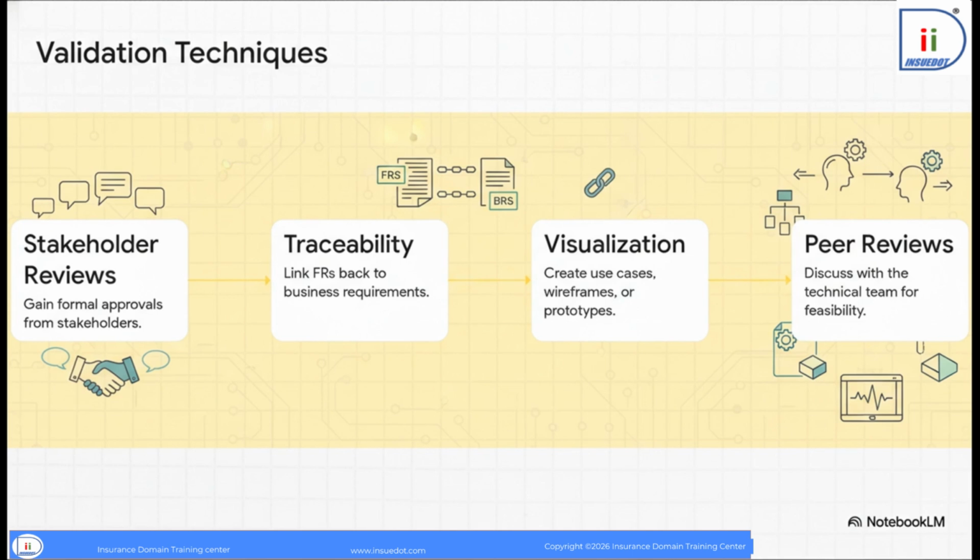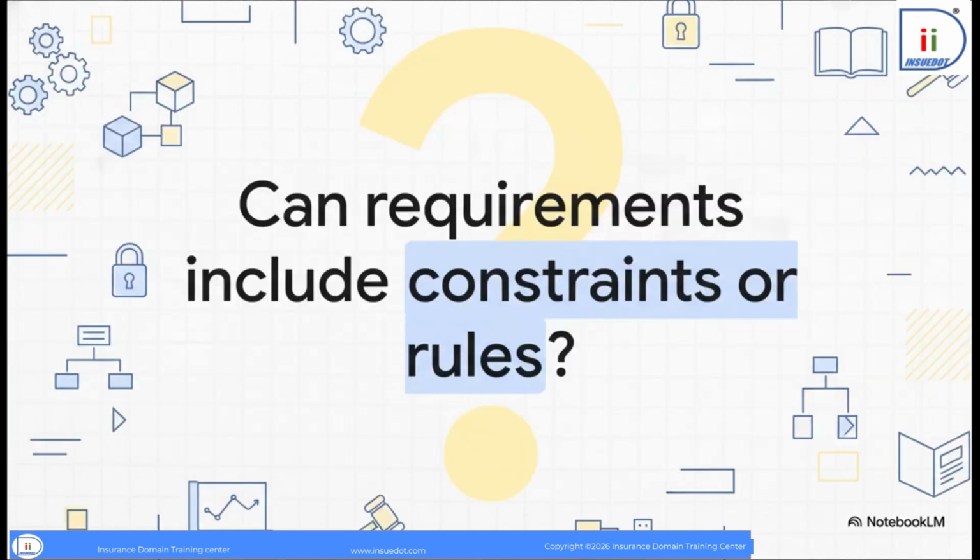Second, traceability is key. You have to be able to link every single functional requirement back to an original business need. Third, and this one is super effective, is using visuals. Creating things like wireframes or prototypes helps stakeholders see what they're getting. And finally, you do peer reviews with the technical team to make sure what we're proposing is actually possible to build. That's a very solid process.